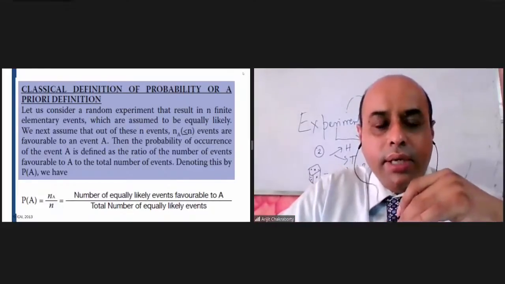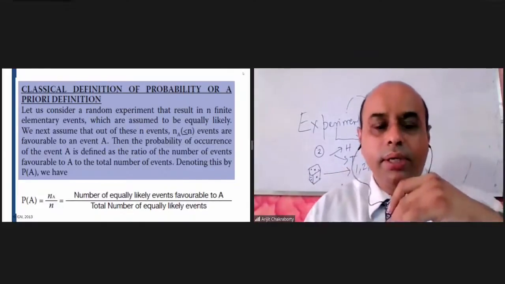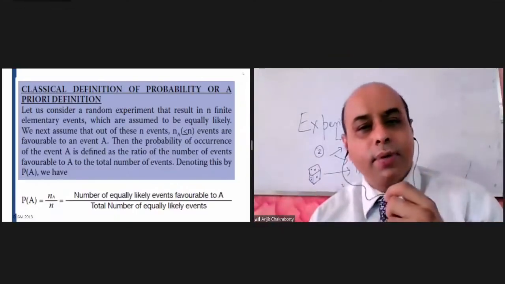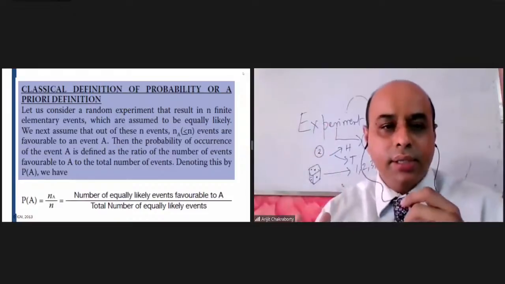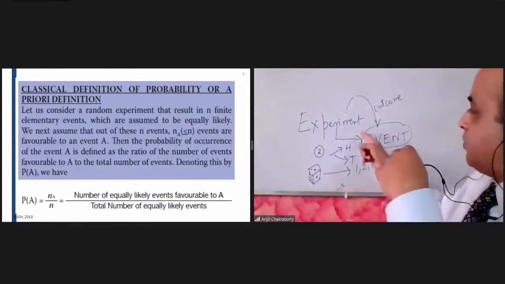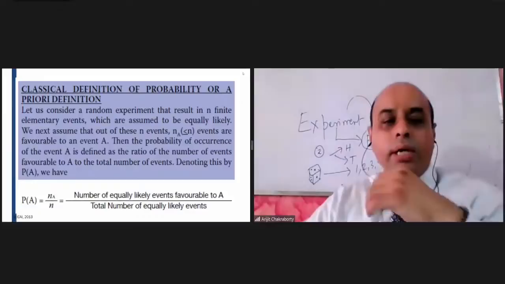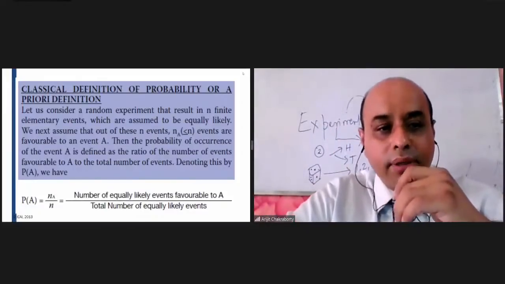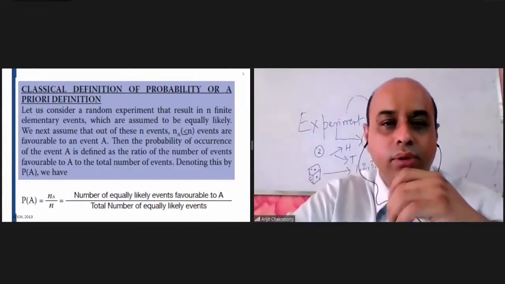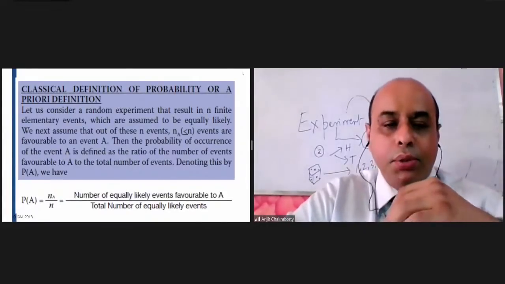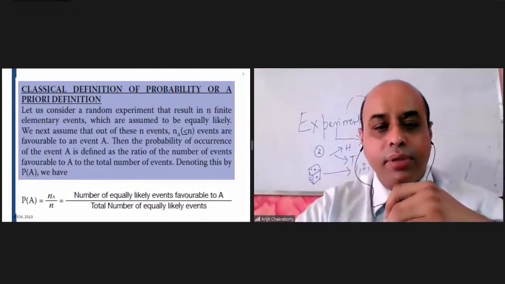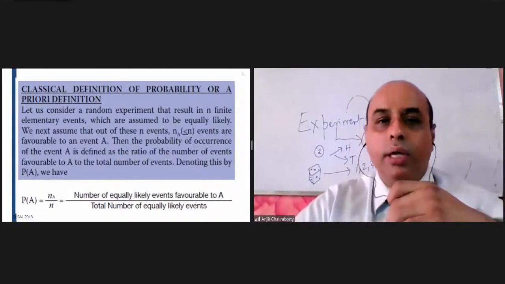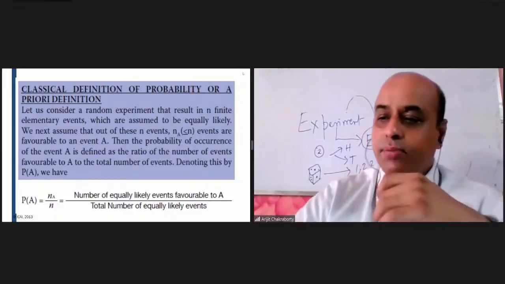The study material says the classical definition of probability is also called the a priori definition. There is a random experiment, and there are n events. An event is the outcome of an experiment. So what is the probability of a particular event which is favorable to event A? The probability formula will be the number of equally likely events which are favorable to A and the total number of equally likely events.